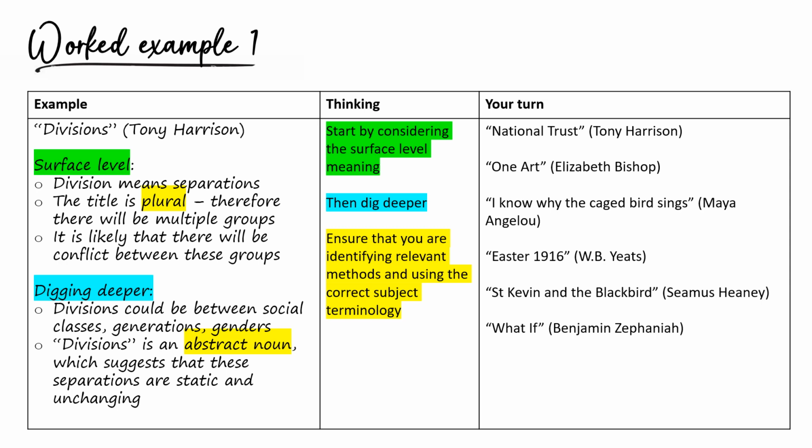After that, we dig a little bit deeper. So I know a little bit about the context of Tony Harrison, but you can probably work this out without that knowledge, that divisions could be between social classes, between generations, between genders, anything you can think of.